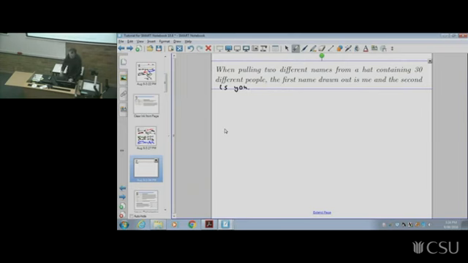So when you're pulling 2 different names from a hat of 30 people, just the names, not the people themselves, what's the probability that the first name drawn out is me, and the second name drawn out is your friend, whatever it might be? 1/30 times 1/29. Okay, so you've got the direct approach, which seems reasonable in this case.